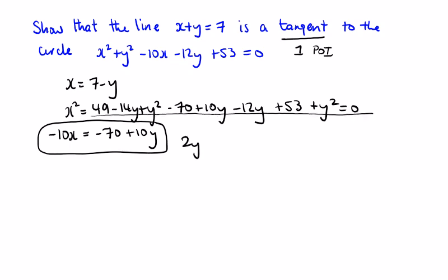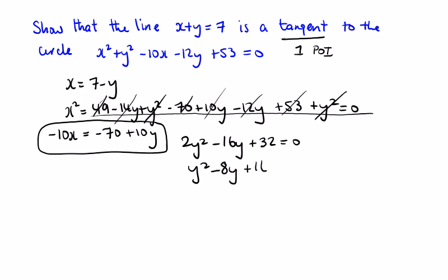So I'm going to have 2y squared, mark them off as you go. The y's now I have minus 14, minus 12 is minus 26, plus 10 is minus 16y. And I have 53 and 49 is 102, minus 70 is 32. So dividing by 2, I get y squared minus 8y plus 16 is equal to 0, which you can see is y minus 4, all squared. So y is equal to 4.